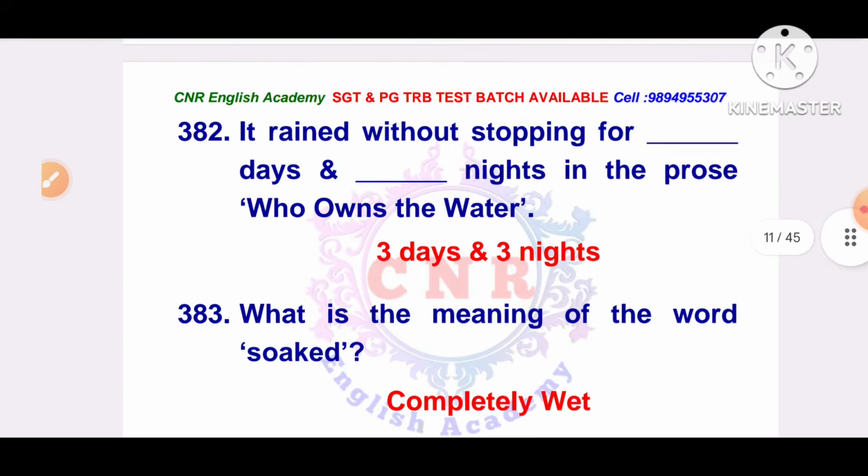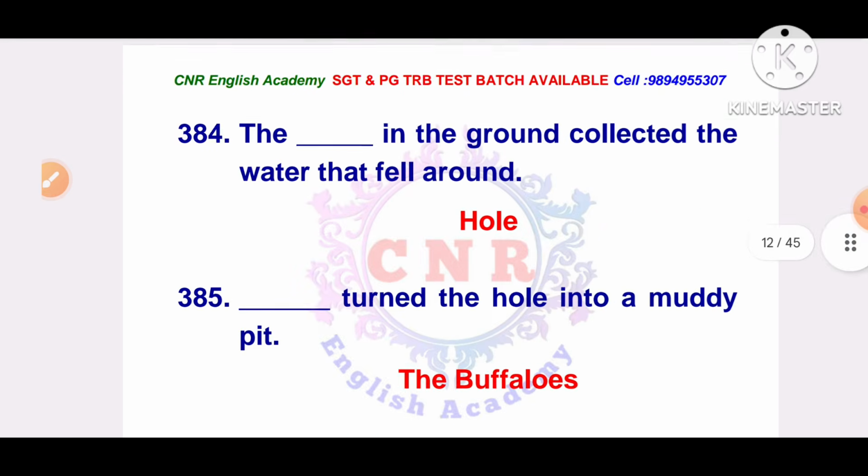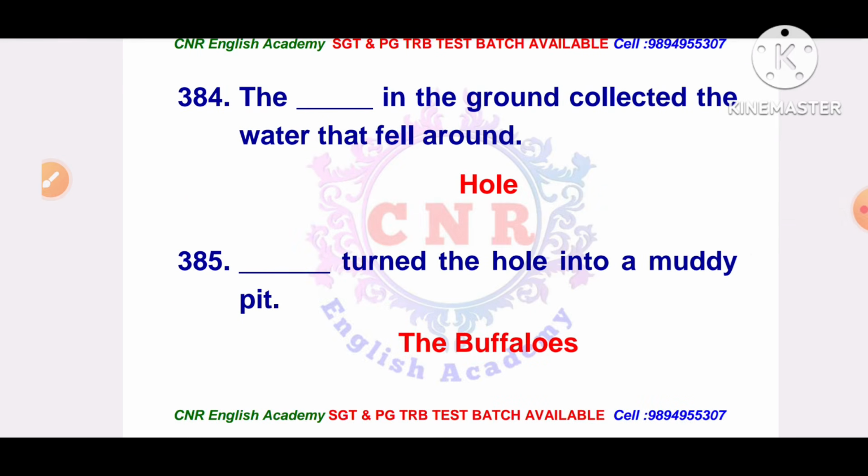Next one, it rained without stopping for a dash days and a dash nights in the prose. Who wants the water? Answer, 3 days and 3 nights. Next one, what is the meaning of the word soaked? Answer, completely wet.